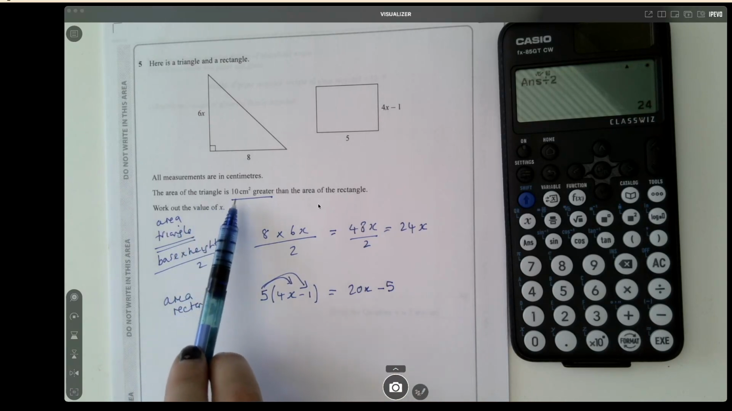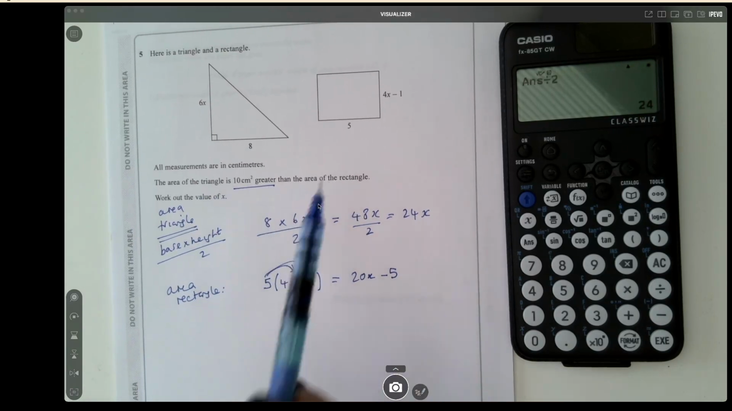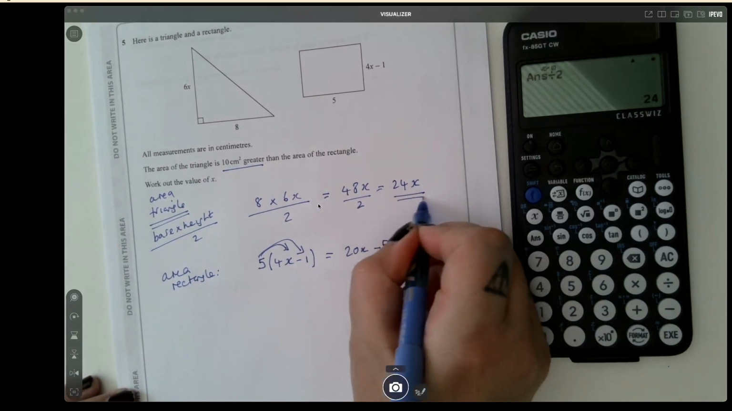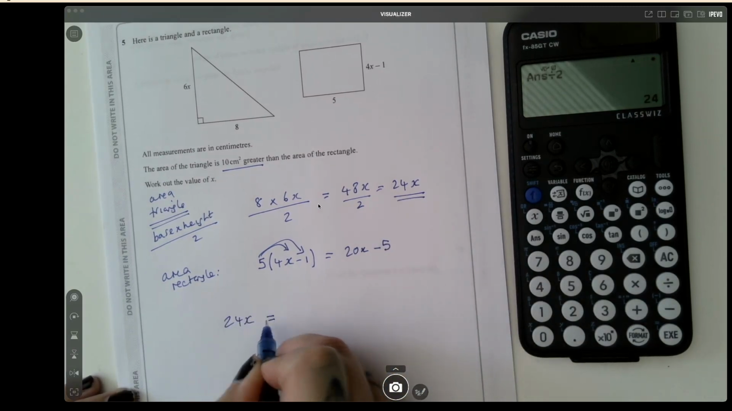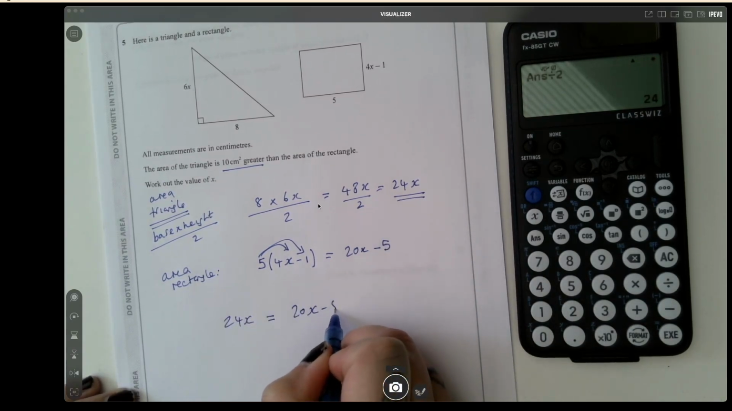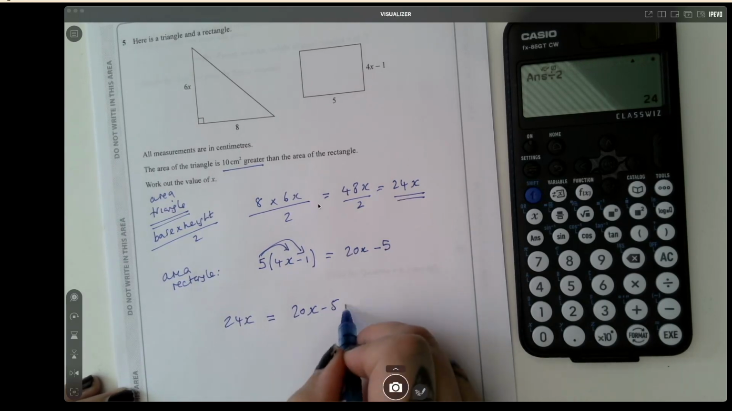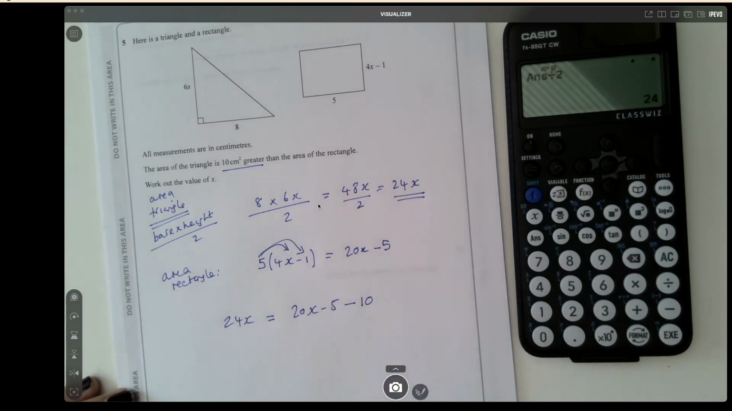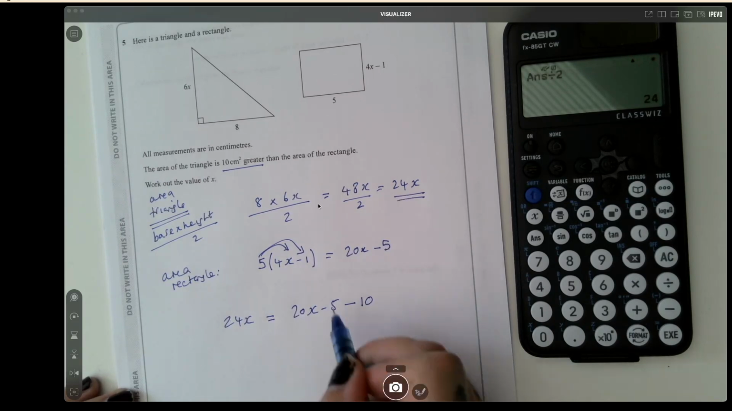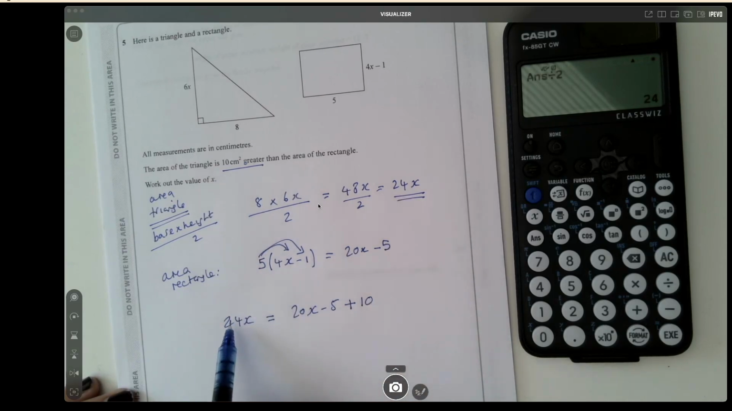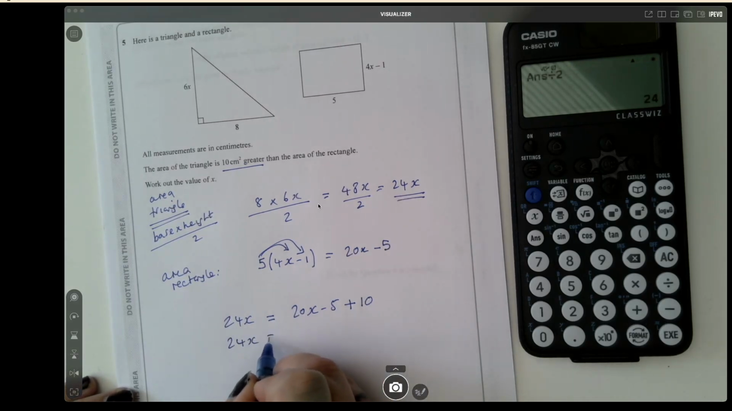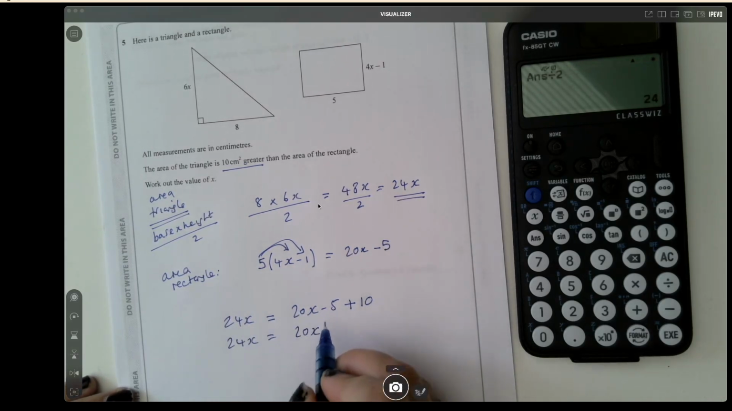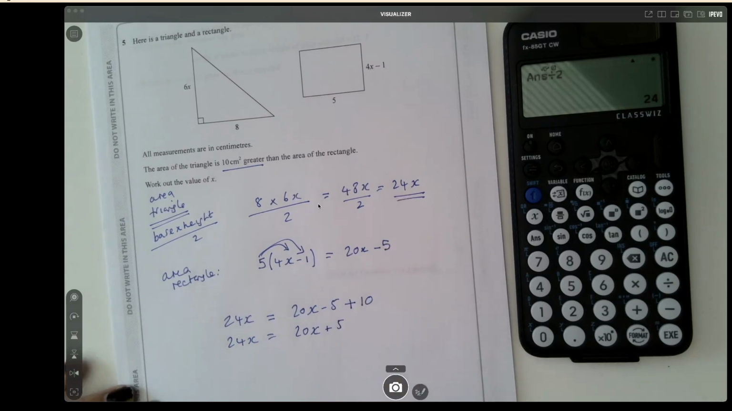Now it tells us that the area of the triangle is 10 centimetres greater than the area of the rectangle. So this 24x must be the area of the rectangle, subtract that 10 centimetres extra because it's 10 centimetres greater. This is 10 centimetres bigger, so we've got to add 10 centimetres to the area of our rectangle. Now, let's simplify the right-hand side. So we have 20x, -5 add 10 is +5.